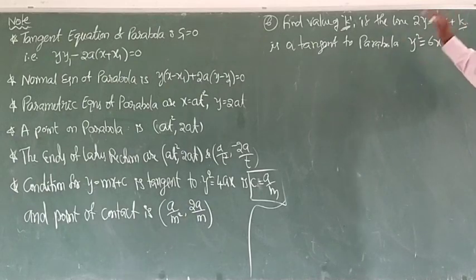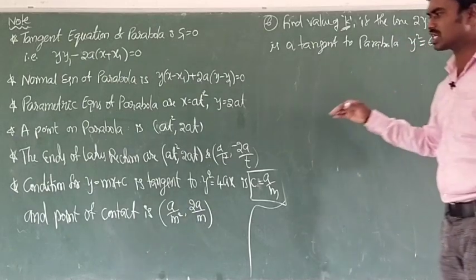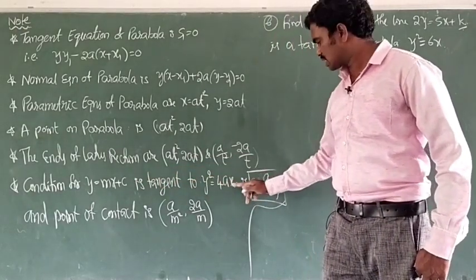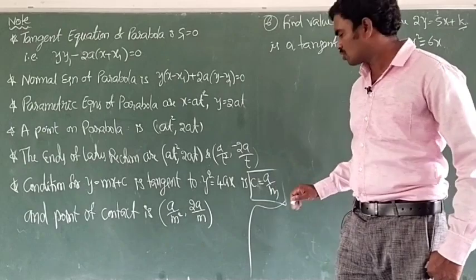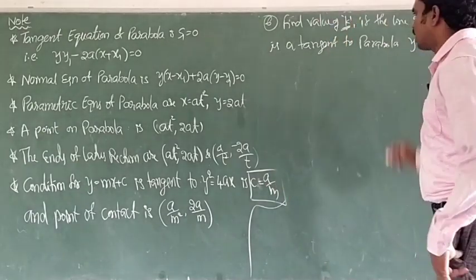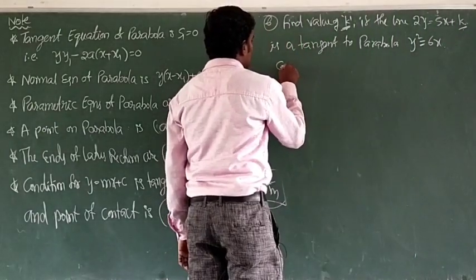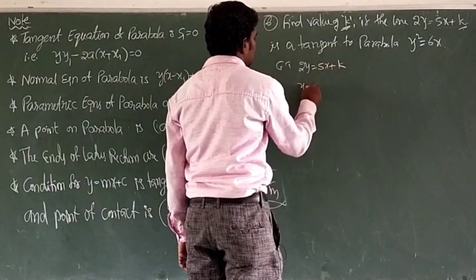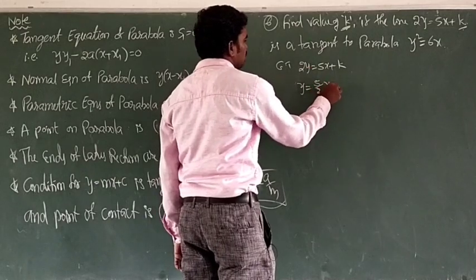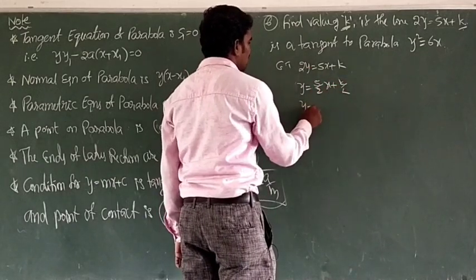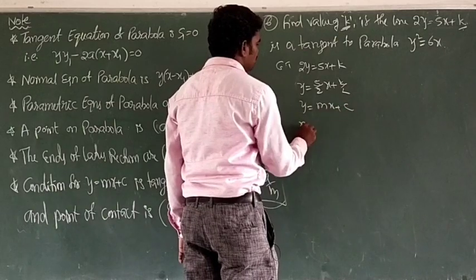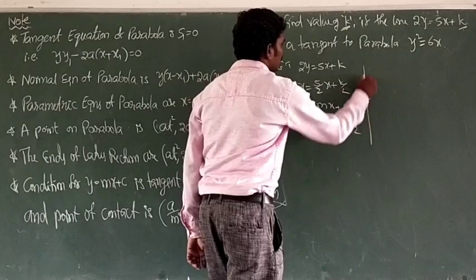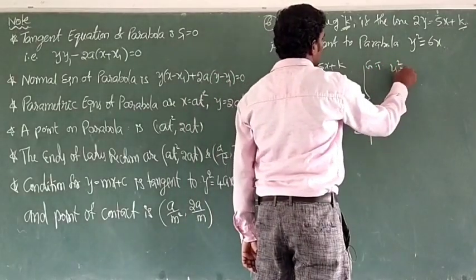So if a line is tangent to a parabola, what is the condition? If the line y = mx + c is tangent to y² = 4ax, the condition is c = a/m. So by using this condition we can find the k value. First, given the line equation 2y = 5x + k, that means y = (5/2)x + k/2. Comparing with y = mx + c, what is m? 5/2. What is c? k/2.